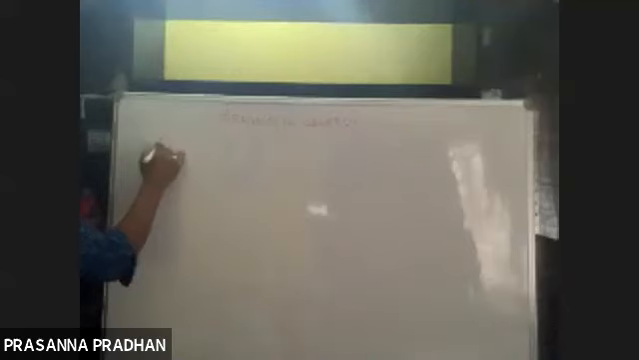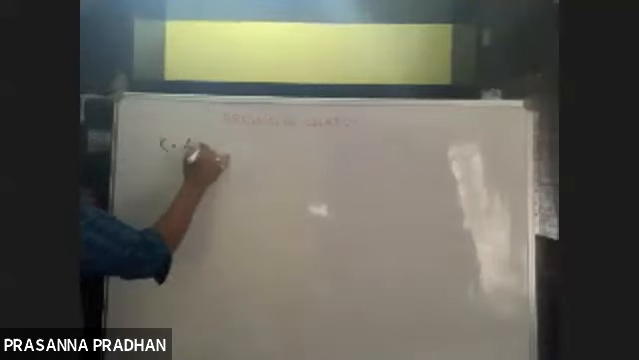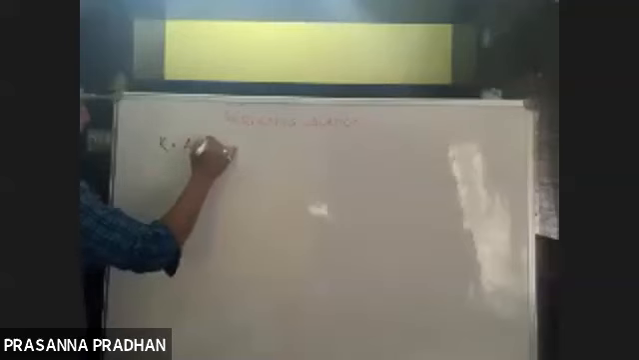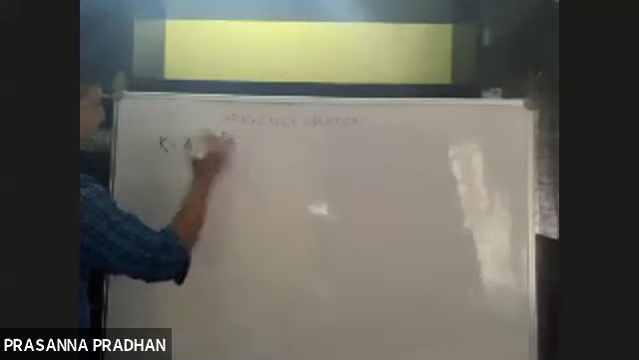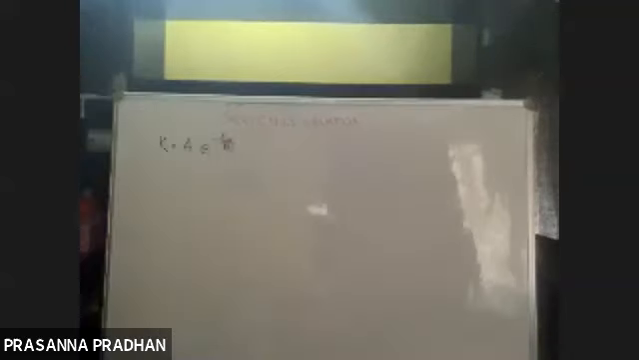So let us continue with this Arrhenius equation. What was the original form of the Arrhenius equation? The original form was k = A e to the power minus Ea by RT.